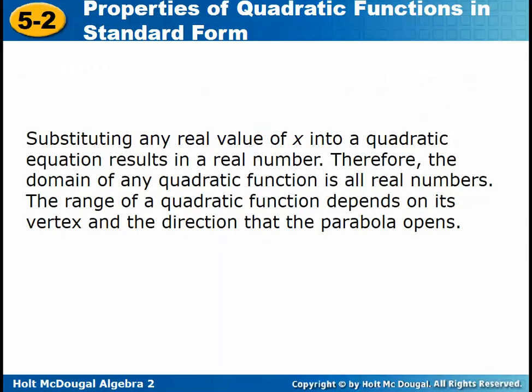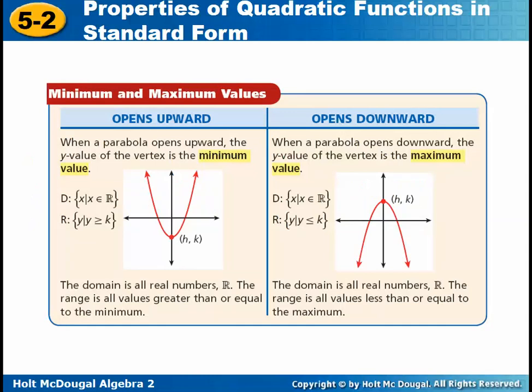All right, if you substitute any real value of x into a quadratic equation, you get a real number. So the domain of any quadratic function is all real numbers. The range depends on its vertex and the direction the parabola opens, but your domain is always going to be all real numbers. Here we have an example of a parabola opening upwards. Of course, the domain is all real numbers. And the range in this one is going to be all the y values greater than or equal to the y coordinate of the vertex.